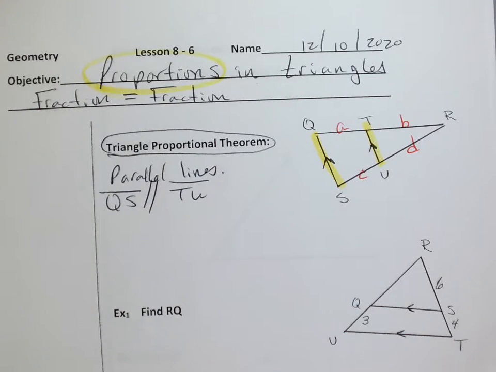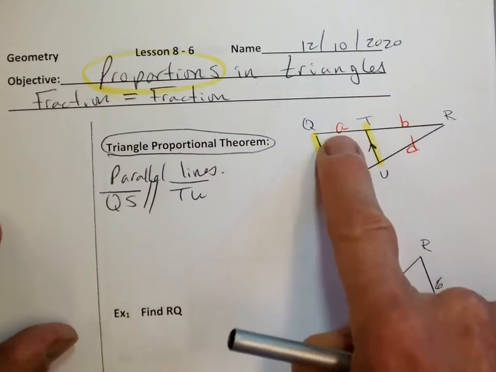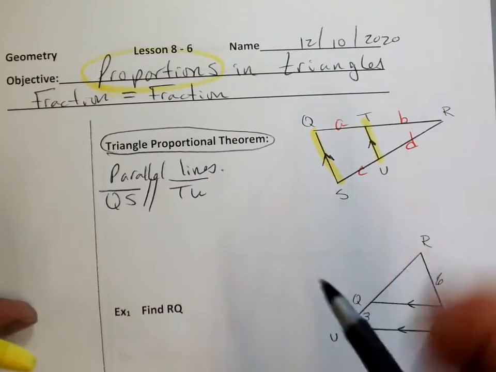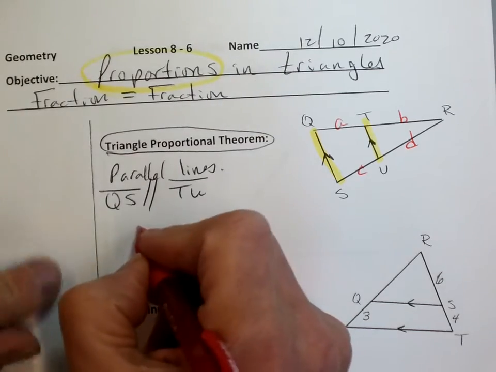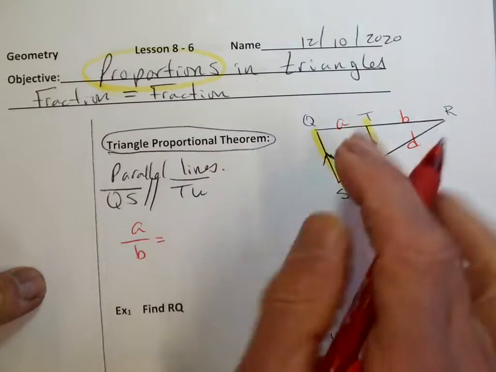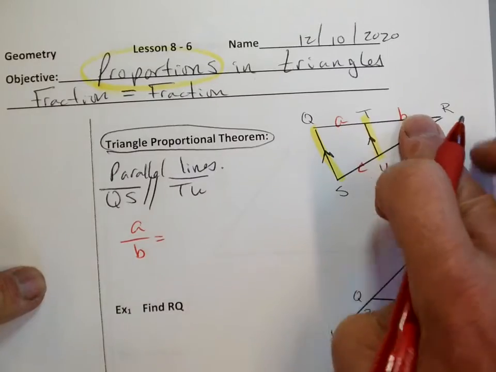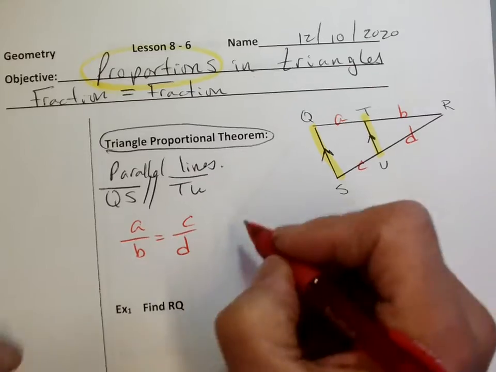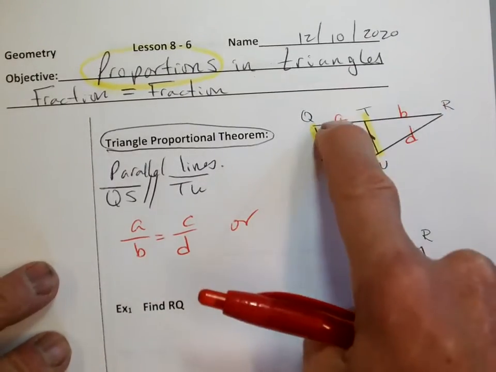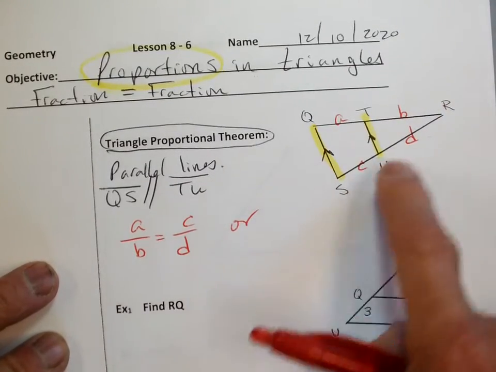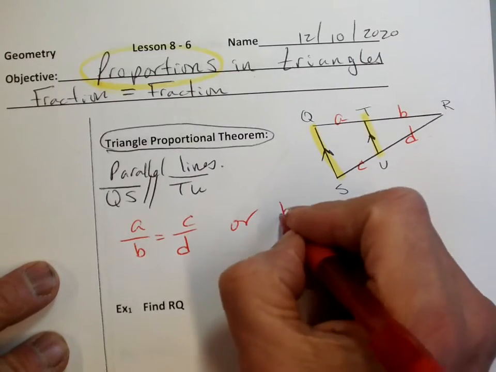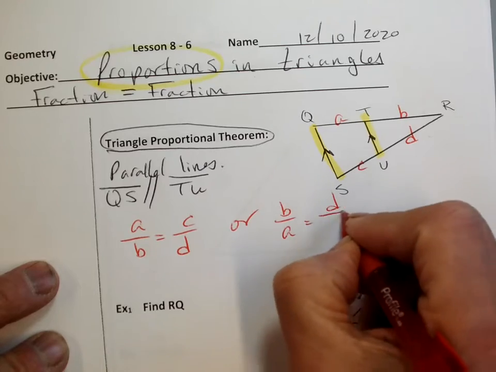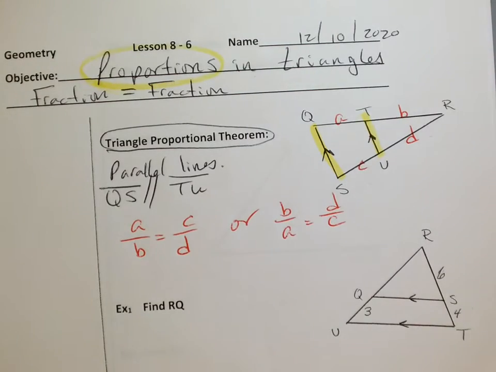Now it just says this. I'll write it. A over B is equal to C over D. That's it. That's a proportion. So we can say A over B, this piece over this piece, is equal to this piece, C over D. Or you can even write it the other way. You can even say B over A is equal to D over C. Same thing.